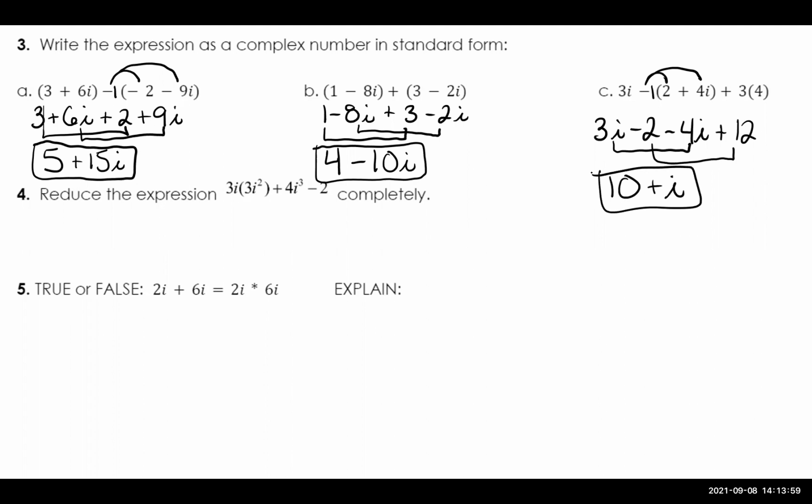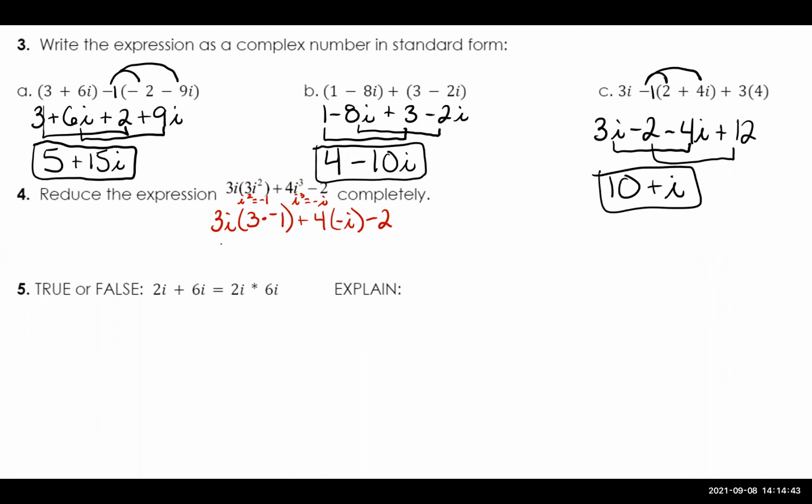Reduce the expression 3i times 3i squared plus 4i cubed minus 2. I would first start with simplifying your exponents wherever possible. So the 3i stays the same, but we know I squared is equal to -1. So instead of having I squared, we're going to have a -1. We know that I to the third is equal to a -I, so I'll have a +4 times a -I, and then -2. So all I did from the original question to this first line is change I squared to -1 and I to the third to a -I using that pattern.